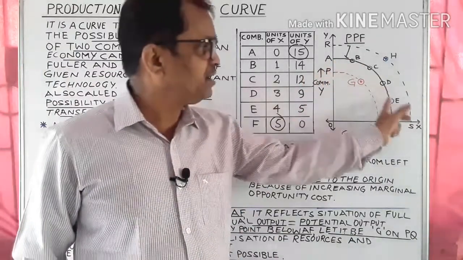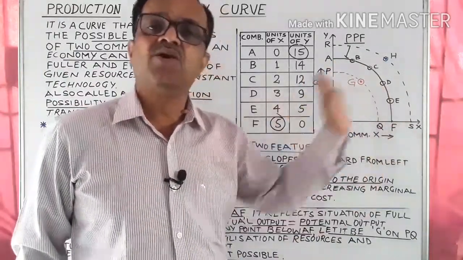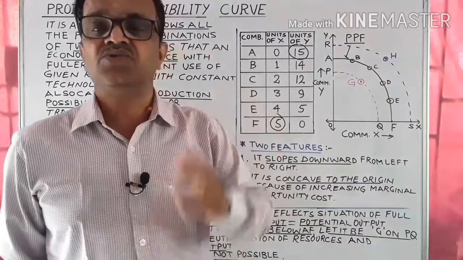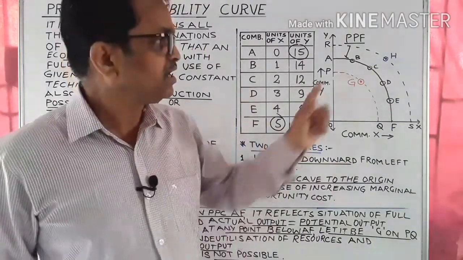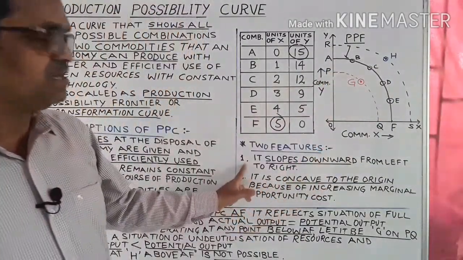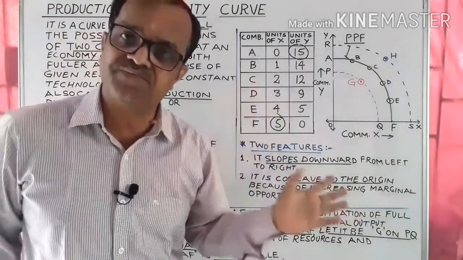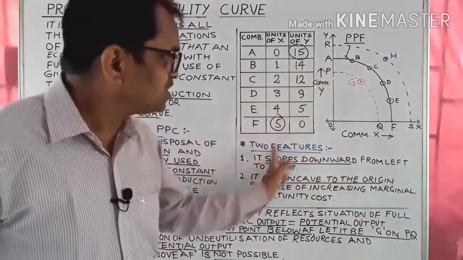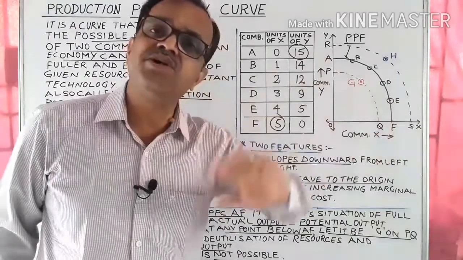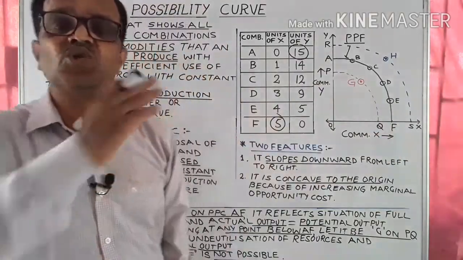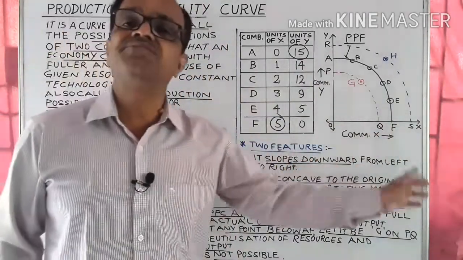Now just having a look at the shape of this curve AF, what are the two observations? Number one, the first feature that is associated with this PPF is that it is a downward sloping curve from left to right, but it slopes downward from left to right.